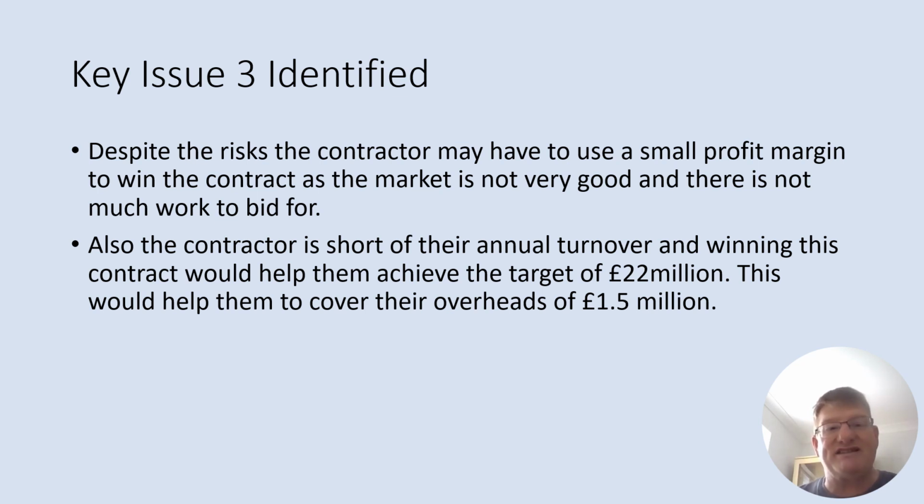So despite the risks, the contractor may have to accept a small profit margin to win the contract, as the market is not very good. So the market not being buoyant is the third one. Okay, so there's 3 or 4 marks per key issue. You're looking to identify 4 or 5 key issues, to get your full marks. So small profit margin, because as I say, the market's depressed. If you want to win the contract, you may have to cut your profit margin, the percentage for your profit.